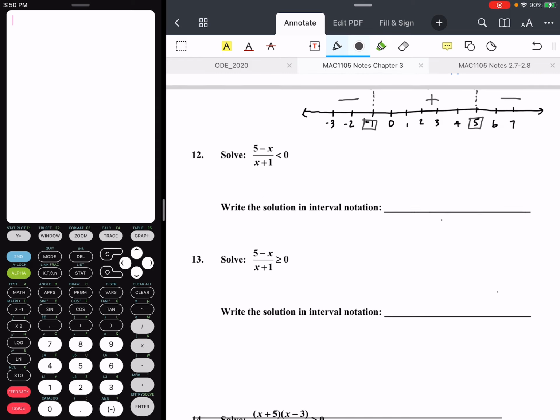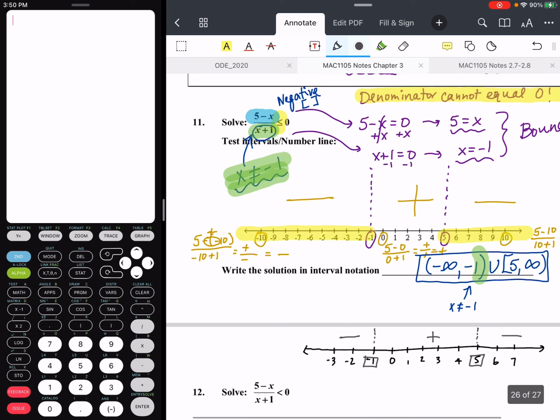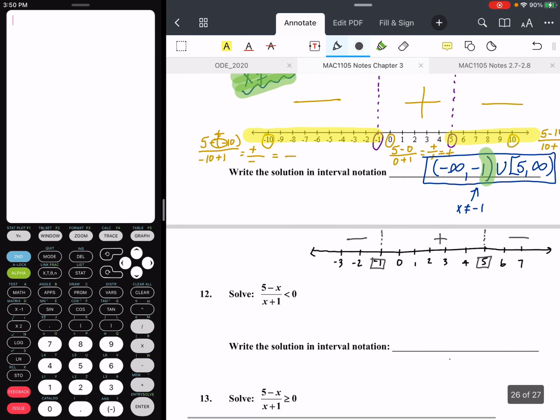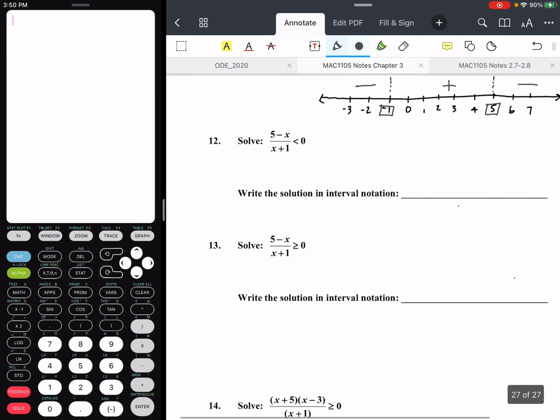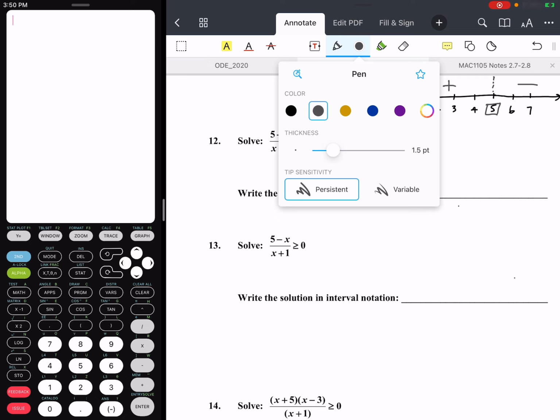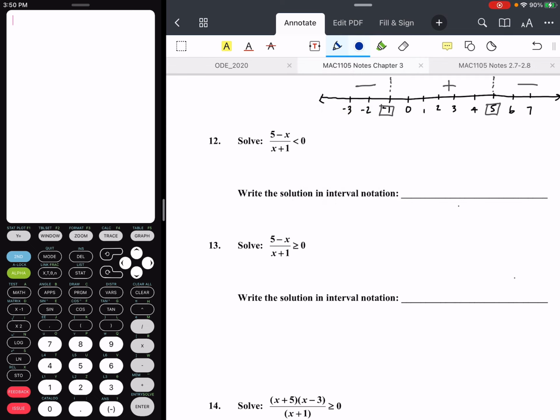And that was for number 11, where we had (5 minus x) over (x plus 1) less than or equal to 0. So now for number 12, we have (5 minus x) over (x plus 1) is strictly less than 0. Because we have strictly less than 0, we're looking for negative values. And less than 0, we're going to be using rounded parentheses.